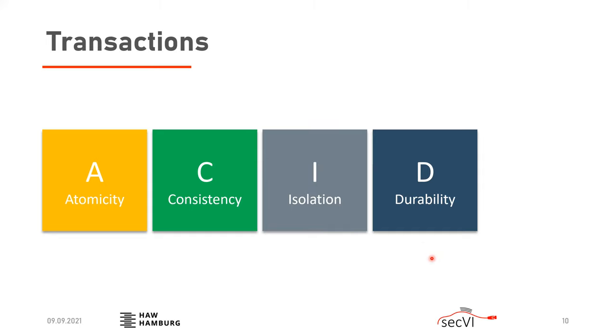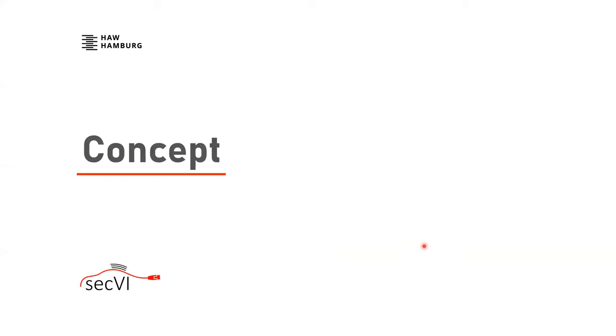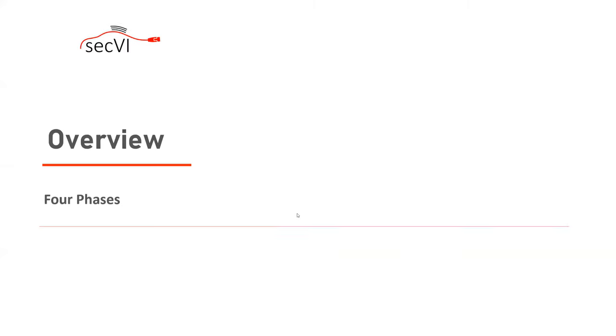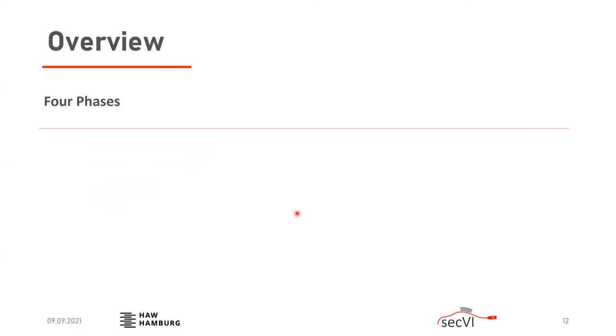All right, now I would like to introduce you to the concept we use for our transaction model. We divided our transaction model into four different phases. The first one is the lock phase. The second one is the reconfiguration phase. The third one, the commit phase. And the last one is the unlocking phase.